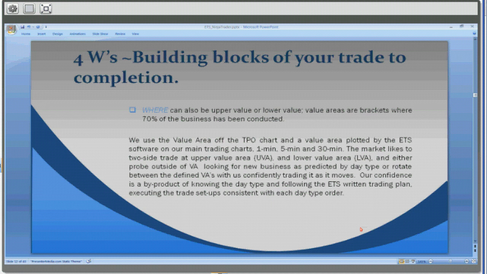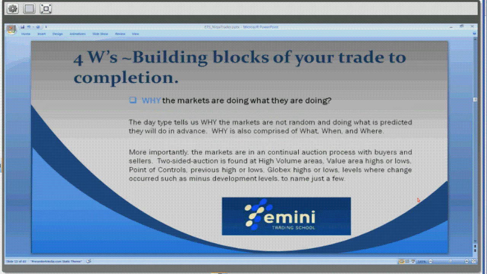Our confidence is a byproduct of knowing the day type and following the written trading plan, and then executing the trade setups consistently with each day type. Why? Why is the funnest thing? Imagine knowing why. The markets are not random. When you know why the markets are going to do what they're going to do, it gives you so much more confidence. Because remember, the markets are, and I'll keep on saying this, in a continual auction process with buyers and sellers.